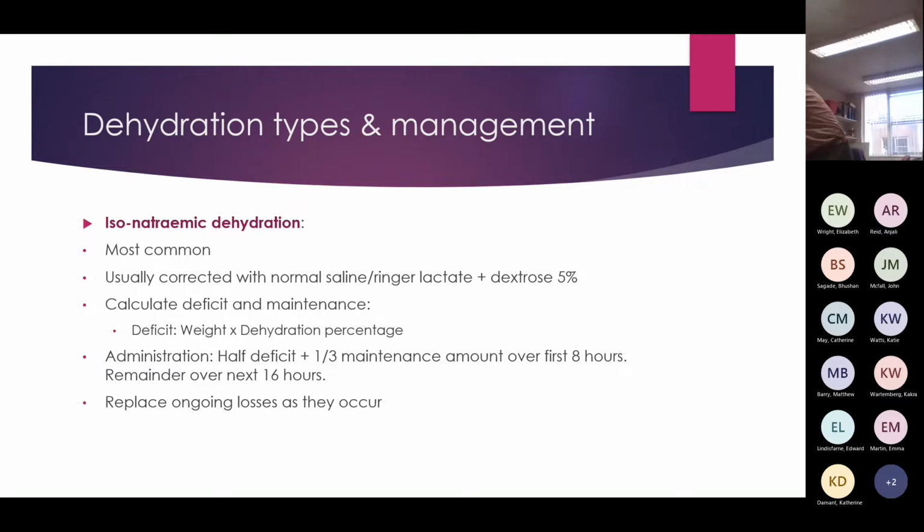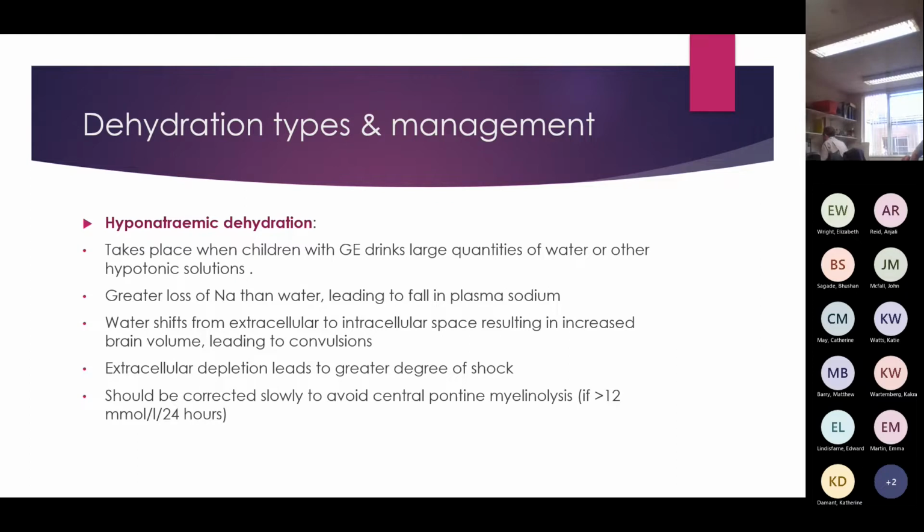Next is the hyponatremic dehydration, and this is usually seen in children that have, for example, gastroenteritis, ongoing diarrhea or vomiting, and they would be feeling thirsty. They would be drinking large quantities of water or other hypotonic solutions, in which case the loss of sodium is greater than the loss of water, which means that the intravascular fluids would be hypotonic, which leads to shifting of the water from the extracellular to the intracellular space, which results in increased brain volume, subsequently leading to convulsions in some severe cases.